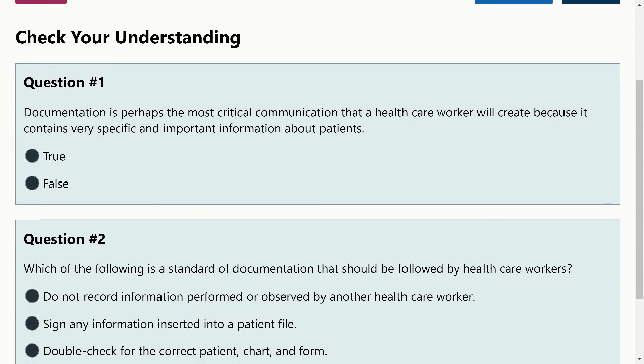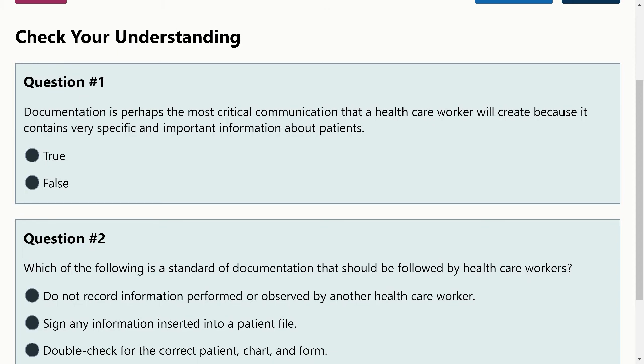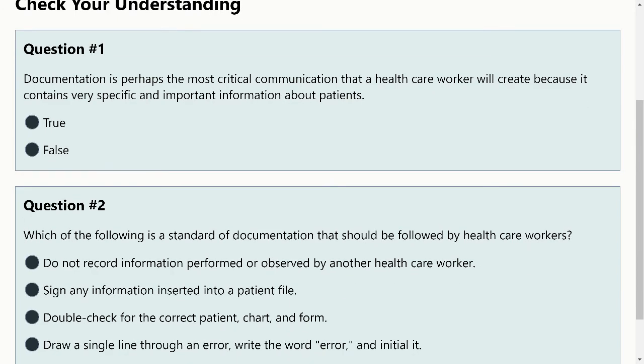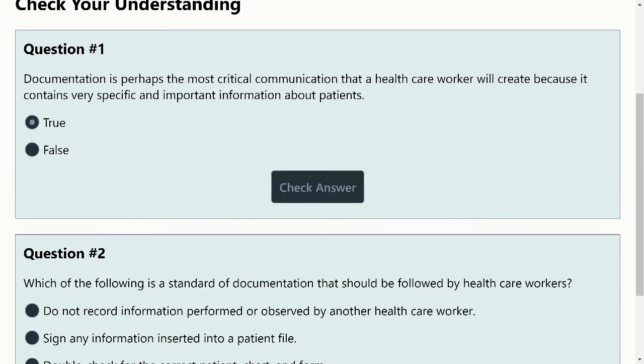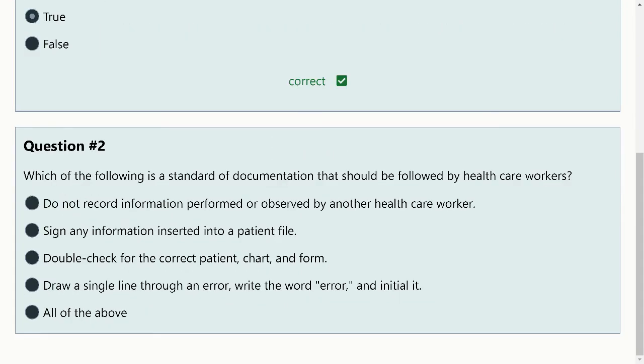Documentation is perhaps the most critical communication that a healthcare worker will create because it contains very specific and important information about patients. Which of the following is a standard of documentation that should be followed by healthcare workers?